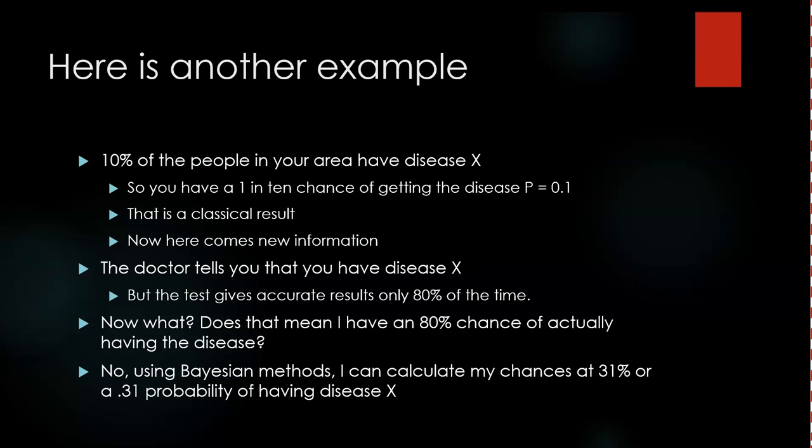That could be one other bit of prior knowledge if we wanted to just apply direct classical stats, depending on how they came up with that 80%. But no, that's not actually how it works. Using Bayesian methods, we can combine the 10% and the 80%, and we can calculate that the chances of you actually having the disease, given your population in your region and the 80% accuracy rate, is only 31%, or a 0.31% probability of having disease X. So that's another example of the application of Bayesian methods to combine metrics, to take prior knowledge and adjust it or make it more accurate.